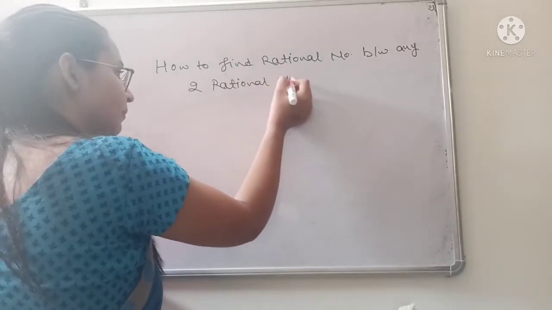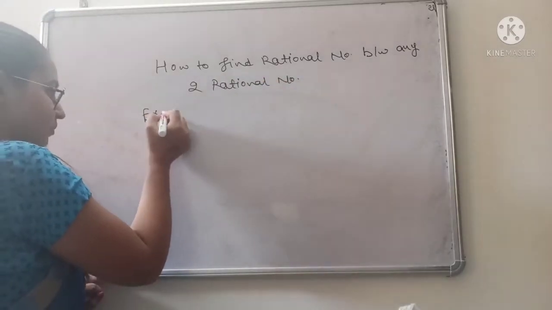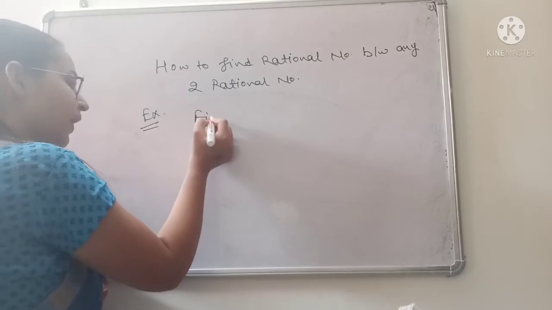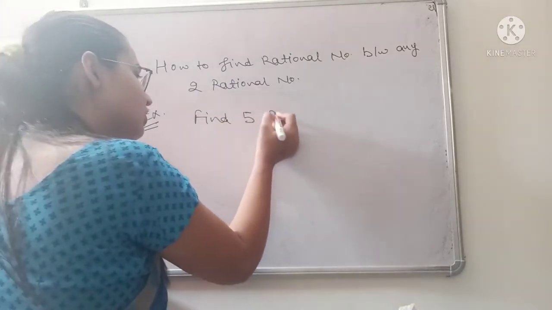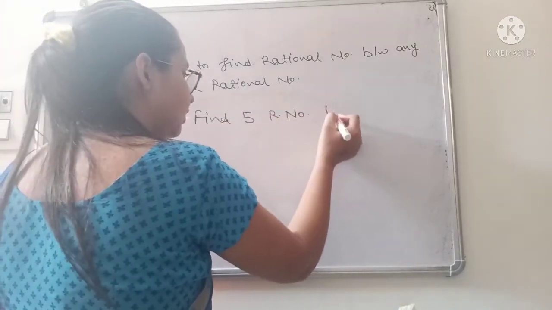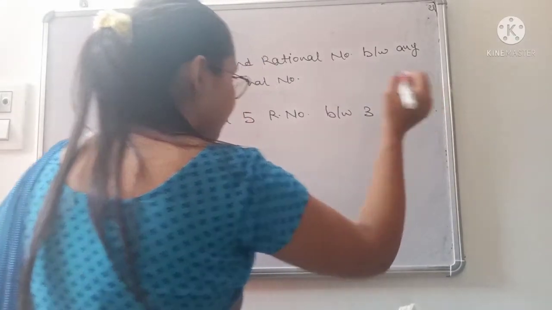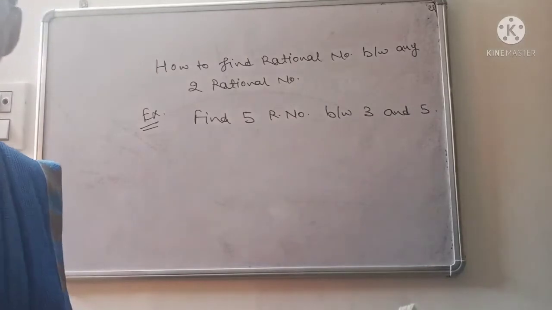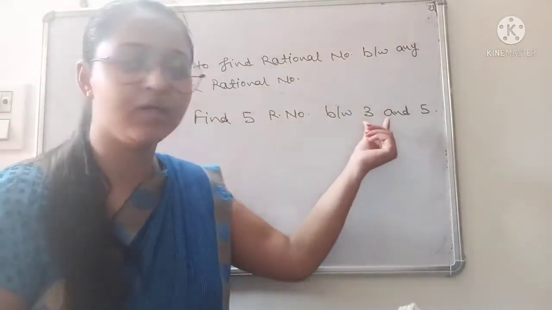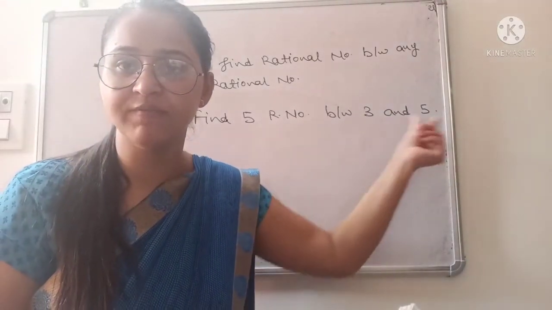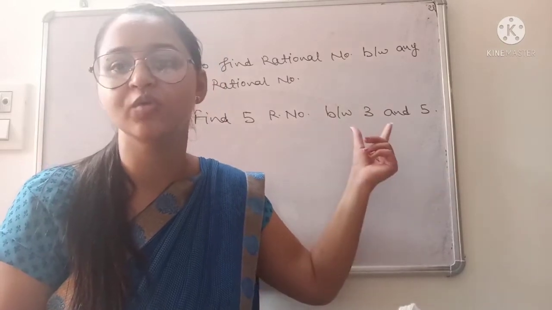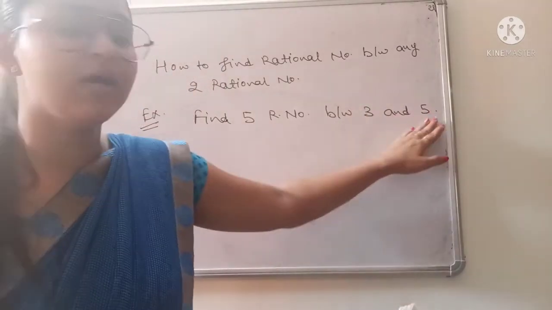So the first example, first type, I am taking: find 5 rational numbers between 3 and 5. 3 and 5, these are already rational numbers because they can be written in the form of p by q: 3 upon 1, 5 upon 1. p and q are integers, q not equal to 0. So 3 and 5 are rational numbers.